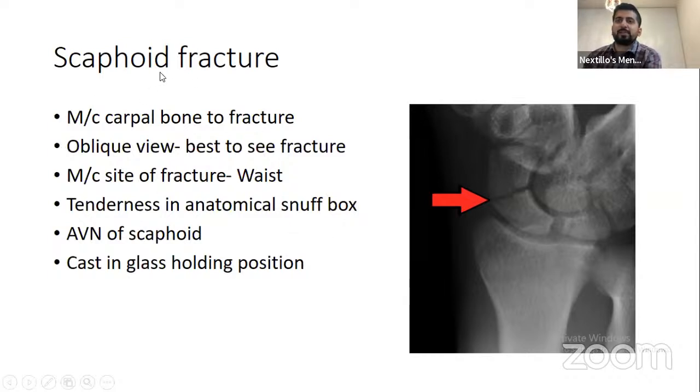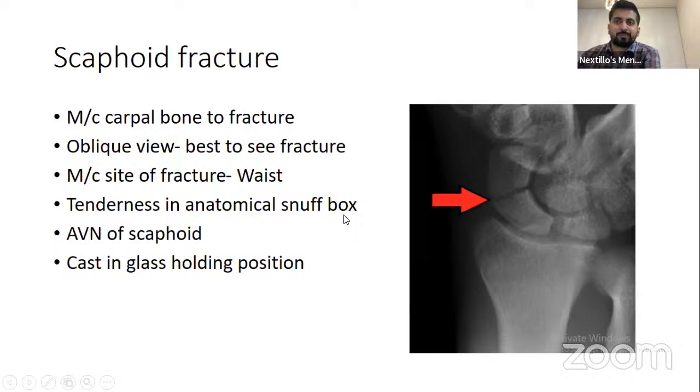So next we have something which is known as the scaphoid fracture. Now, scaphoid fracture is another type of push injury which happens because of fall on outstretched hand in adults. The most common carpal bone to fracture is the scaphoid bone, and the oblique view is the best to see this kind of fracture. The most common site of this fracture is the waist of the scaphoid, and there is tenderness in the anatomical snuff box.